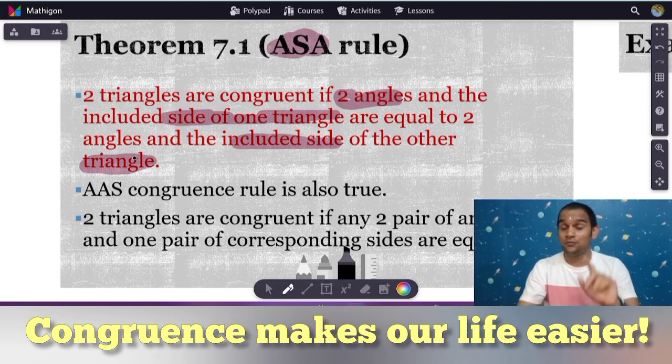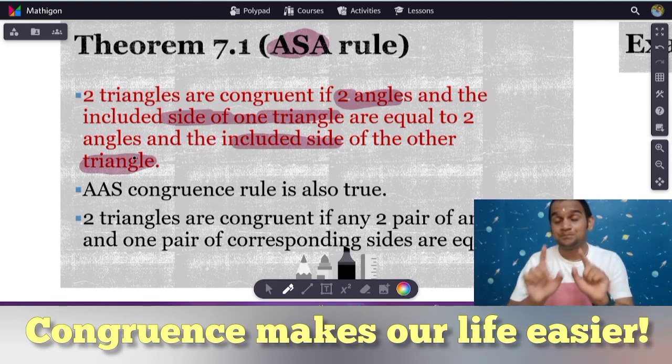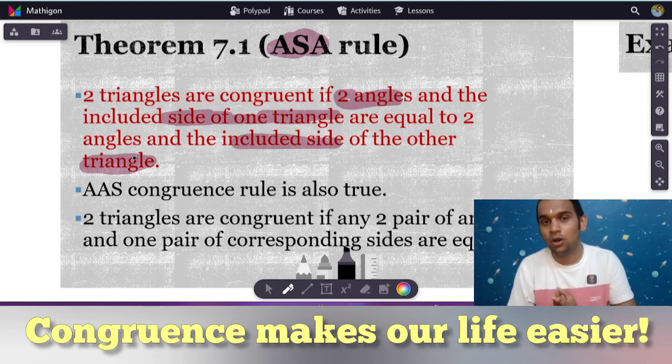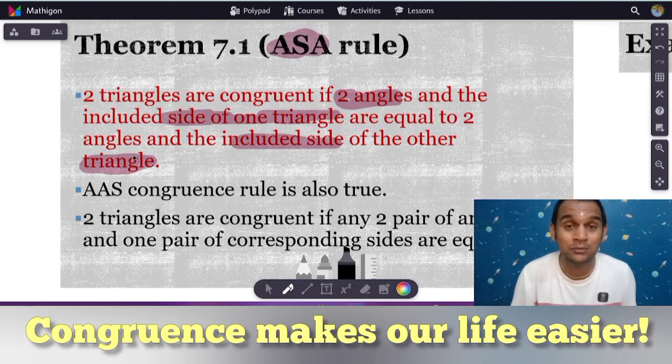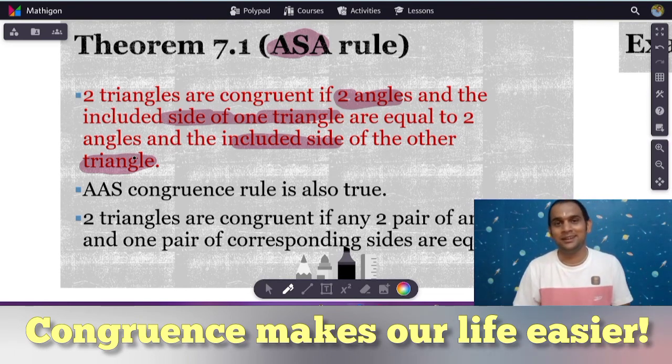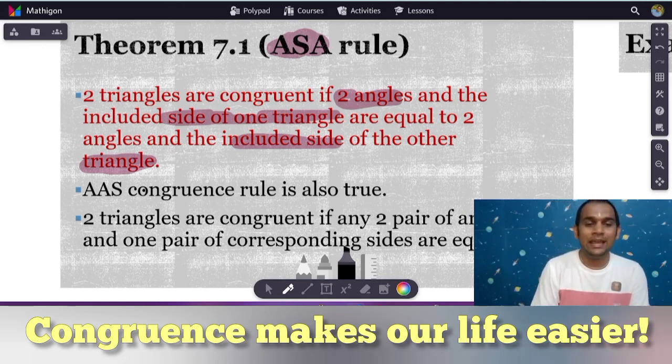Now, my dear friends, always remember that when we are talking about congruence, we always have two triangles, because congruence is a type of comparison between the two triangles, and comparison cannot happen with only one triangle, right? So that is why we need to have two different triangles. I hope that makes sense. So that is how we get the ASA criteria.